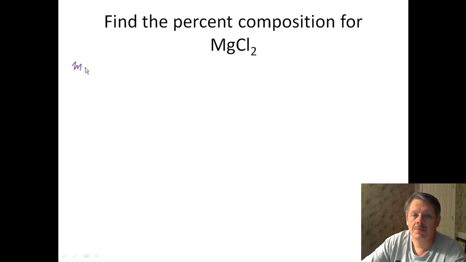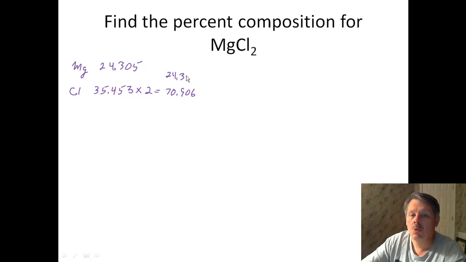Okay, Mg is 24.305. Chlorine is 35.453, but there are two of them. I have to multiply, and that gives me 70.906. When I add that to 24.305 and put that in my calculator, I get a total of 95.211 grams per mole.